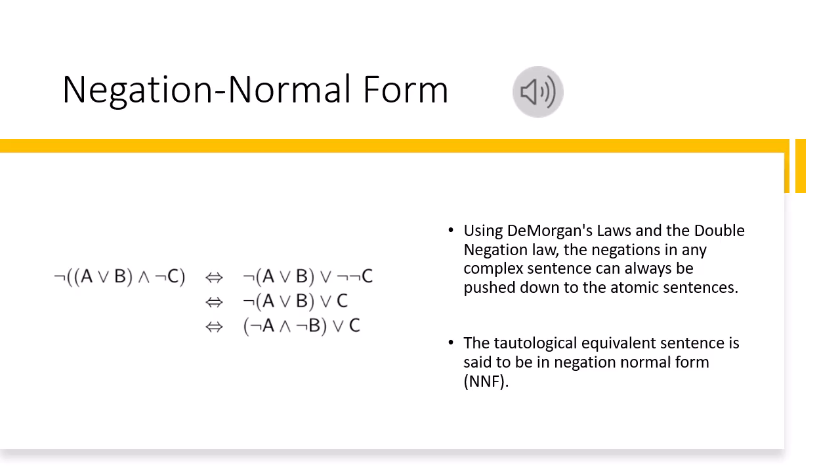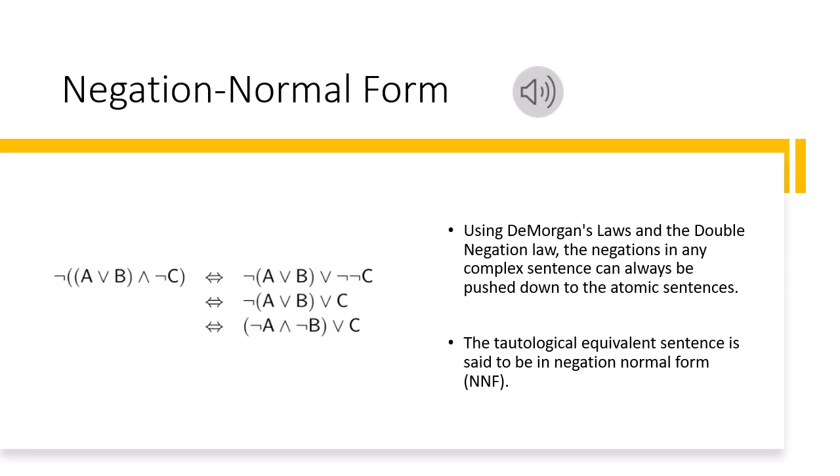Next, we applied De Morgan's law again, but now on the simpler sentence, negation of A disjunction B. When we applied De Morgan's law, we get negation A and negation B, and then that disjunction flips to a conjunction. Remember, we're assuming here that A, B, and C are atomic sentences, and so we've pushed those negation symbols all the way down to those atomic sentences. Here we have negation A, negation B, and C. Those are all literals, and this would be negation normal form for this particular sentence.